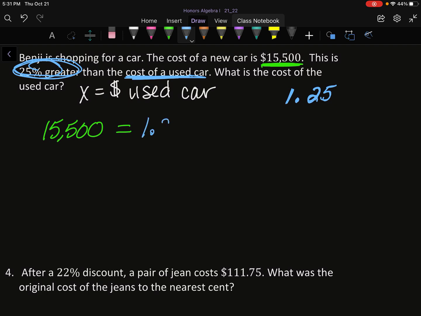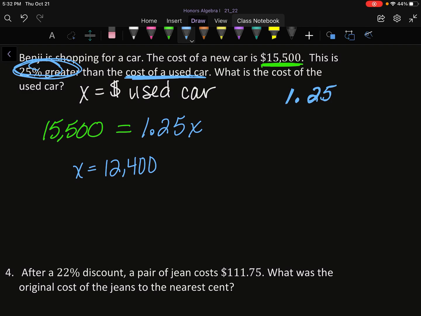This would have been 1.25x, because I'm saying 125% of the used car price is going to be 15,500. So 15,500 divided by 1.25 is going to give us x is equal to 12,400. Okay?